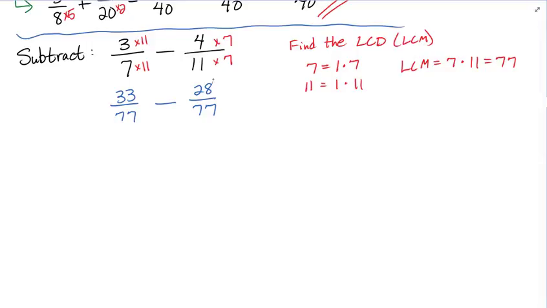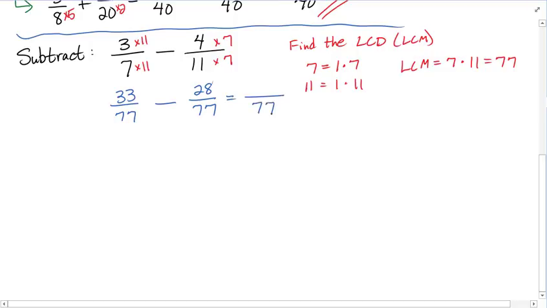28 over 77 is the same as 4 11ths. 33 over 77 is the same as 3 7ths. But now my answer is going to be also over 77, and I just do 33 minus 28, and that's 5. And there's my answer. It can't be reduced.